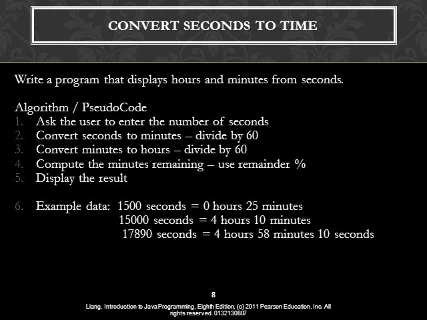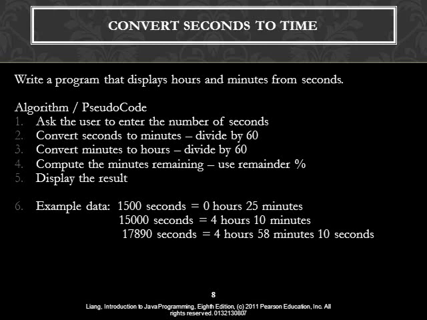Well, not to beat a dead horse, but we have a problem. Our problem is we want to convert a number of seconds to how many hours, minutes, and seconds that particular number of seconds represents. So if I have 1,500 seconds, that represents 25 minutes. If I have 17,890 seconds, that represents 4 hours, 58 minutes, and 10 seconds. So what do I have to do?